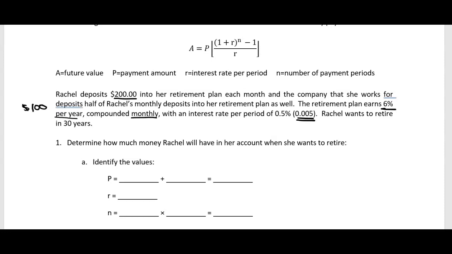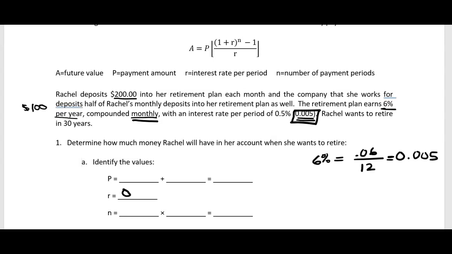0.005. This gets a little bit confusing because some students ask, do I use this 6%? Do I use this 0.005? What is this? Well, let me show you. We know that 6% is the same thing as 0.06. And since it's compounded monthly, that means we need to divide it by 12 to figure out how much it is per period, or per month, and that gives us 0.005. So this is what you want to use for your R when we're talking about that down here.